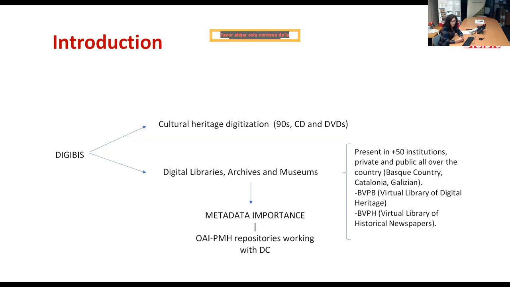So if we want to share something digital nowadays, the most important thing maybe is the metadata. And to share that metadata, we need a repository. DIGIBIB works with an OAI-PMH repository that works obviously with Unicode. Nowadays, we are present in more than 50 institutions, public as well as private.